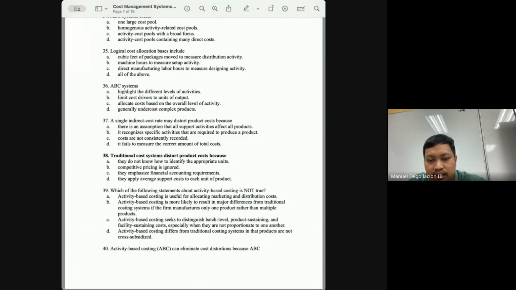That's an error, class. Letter D, it fails to measure the correct amount of total cost. That again, the total cost will still be the same. The reason that your single direct cost will distort product cost is because you assume that all support activities affect all products, even though some products may not be receiving certain types of support activities. So answer number 37 is alpha.